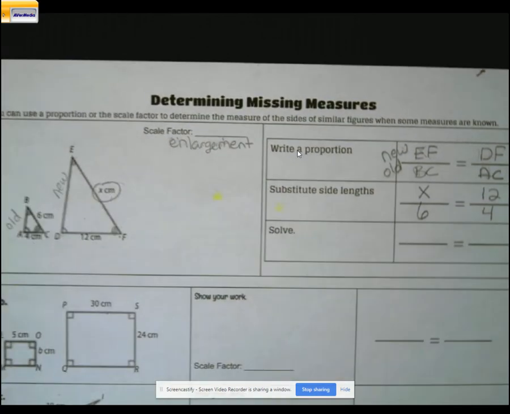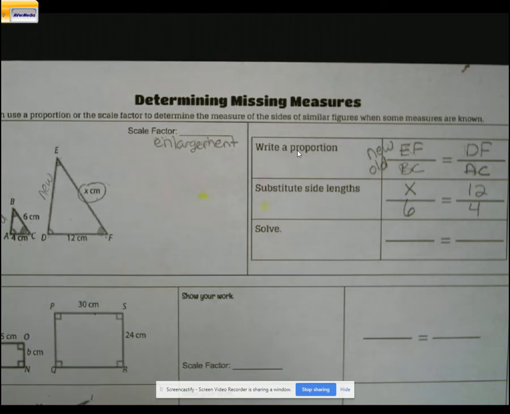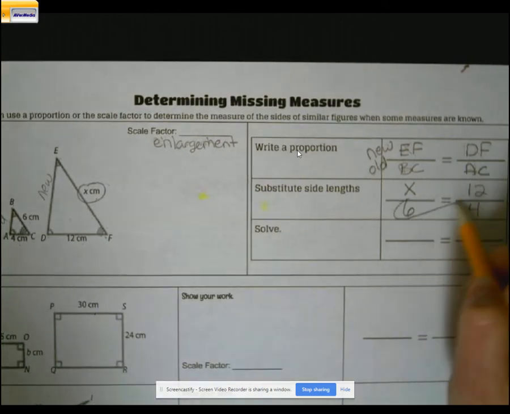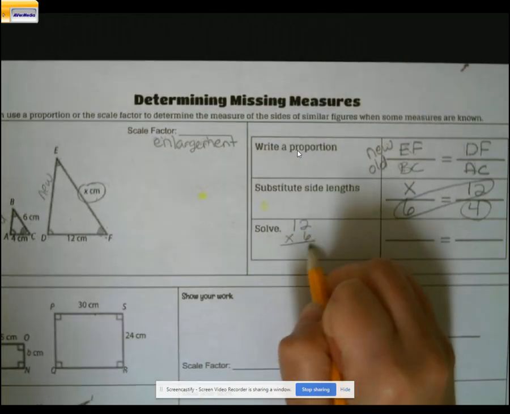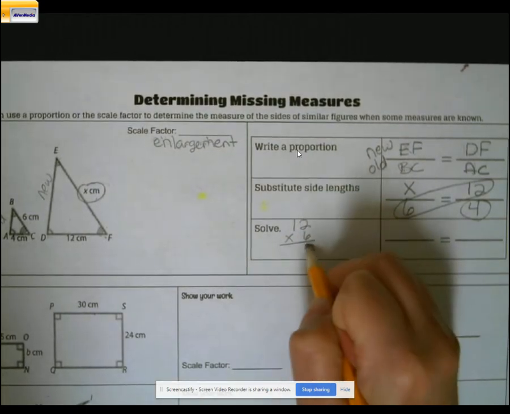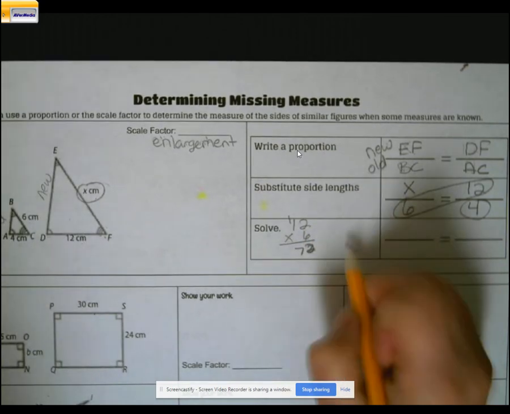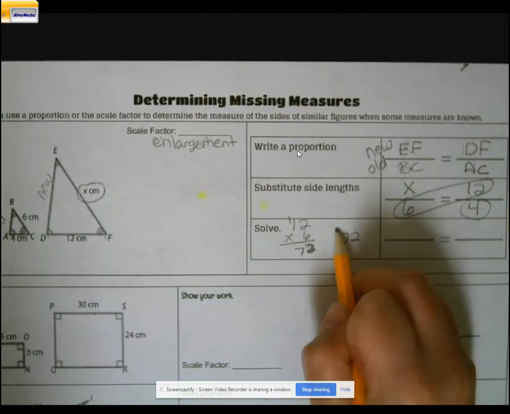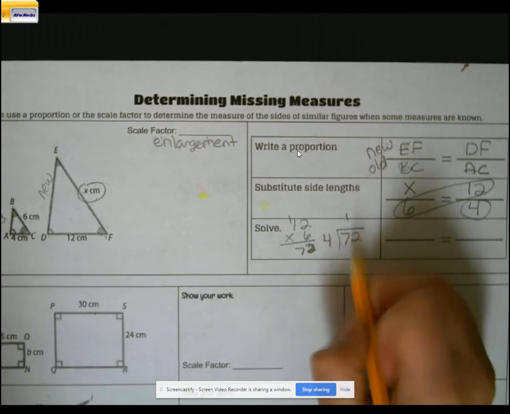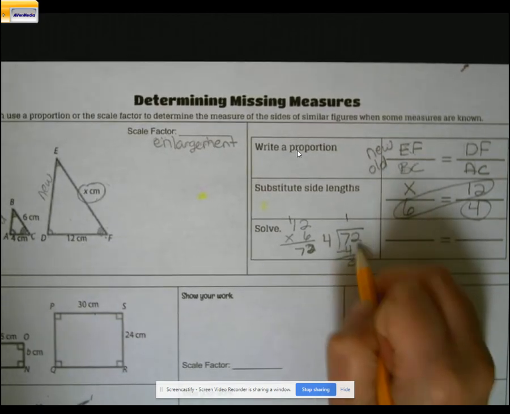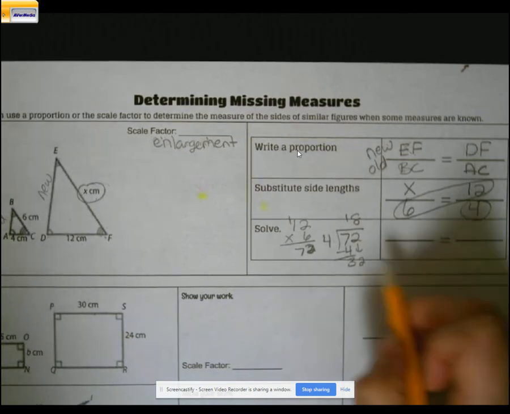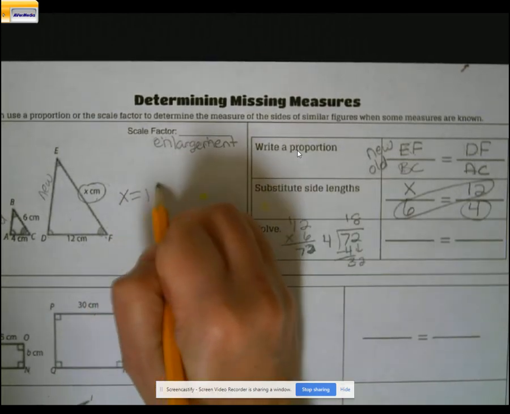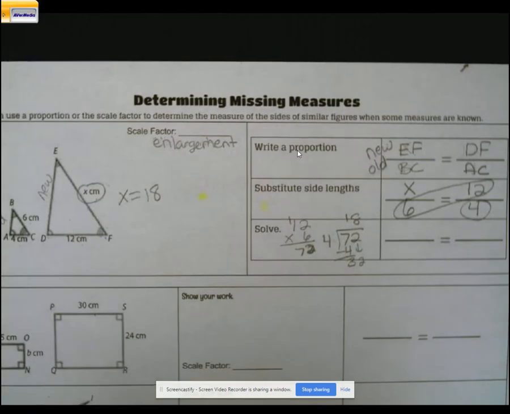Now all I'm going to do is do my cross multiplication just like I did earlier. So I'm going to do 6 times 12 divided by 4. So 12 times 6 is 72, and then 72 divided by 4. So I get 18 as my missing side length.